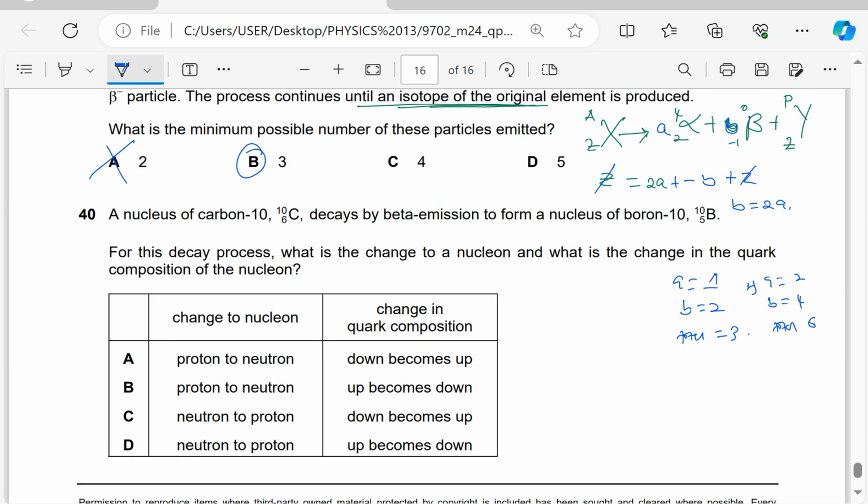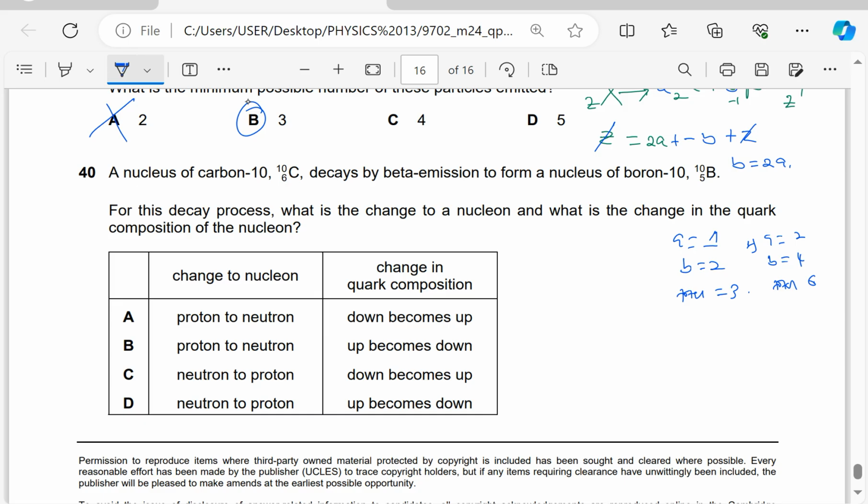A nucleus of carbon-10 decays by beta emission to form a nucleus of boron. For this decay process, what is the change to a nucleon and what is the change in the quark composition? So we have carbon 10, 6 decaying to give us a boron 10, 5.